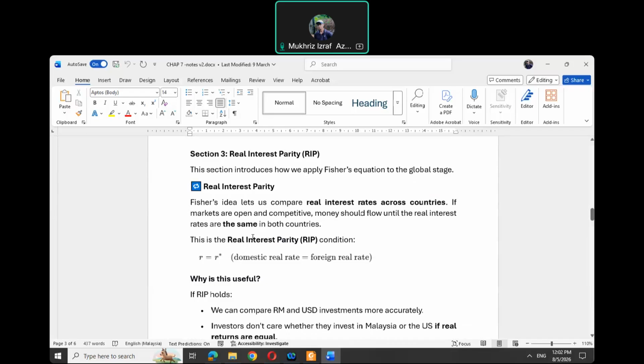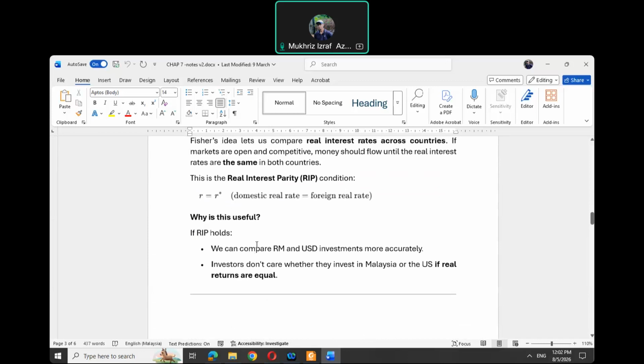Okay, so the word real interest parity, the condition is that the real interest rate of country A or domestic should be equal to the real interest rate of the foreign country. Okay, let's say Malaysia, and its R star would be, let's say, the USA. Okay, so why is this useful?